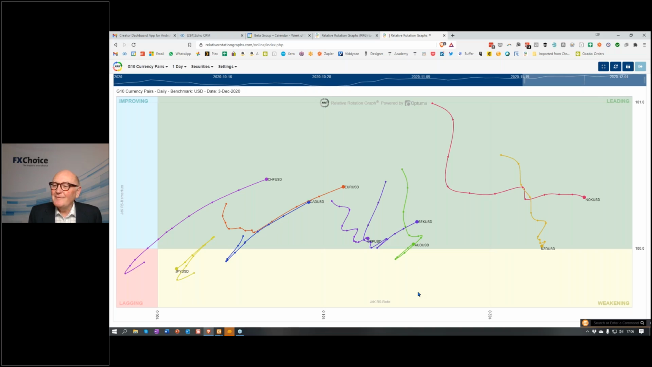Okay, sorry. So very briefly then, this is a relative rotation graph. If you want to see it, you can go on to relativerotationgraphs.com and go on to RRG online if you want to see exactly this chart.